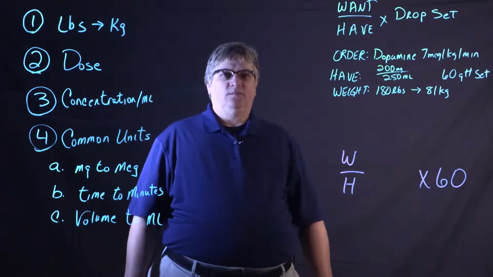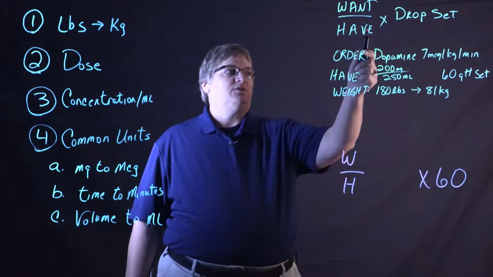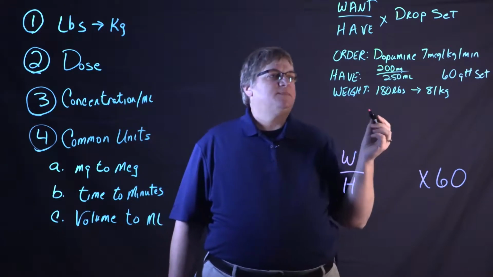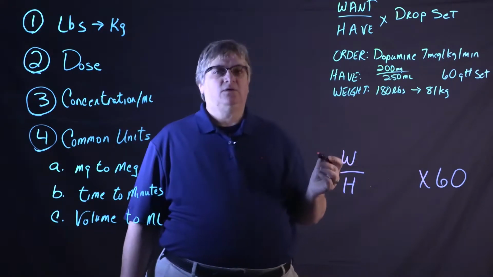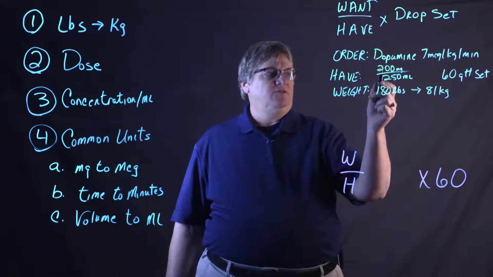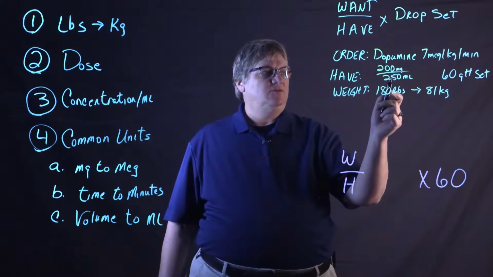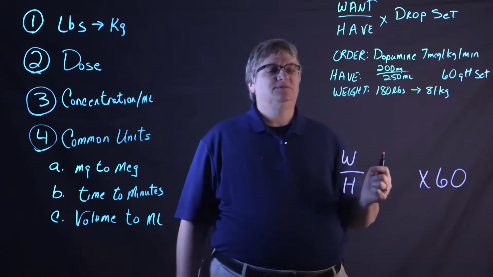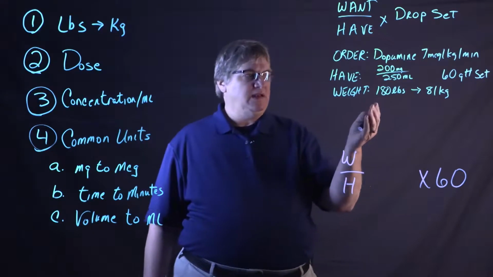Let's use a drip dose formula. Using our master formula with 1/2, I've changed our variable to drip set. Our order for this patient is dopamine 7 micrograms per kilogram per minute. We have 200 milligrams of dopamine in 250 milliliters of normal saline. We also have a 60 drop set. Our patient weighs 180 pounds.